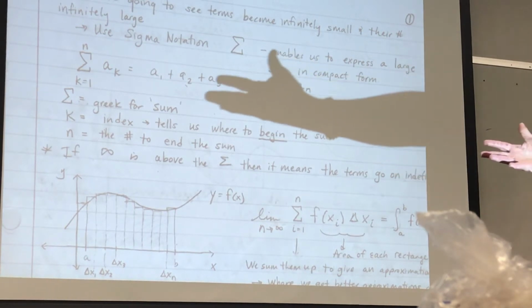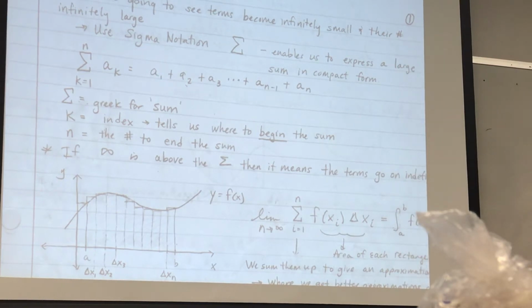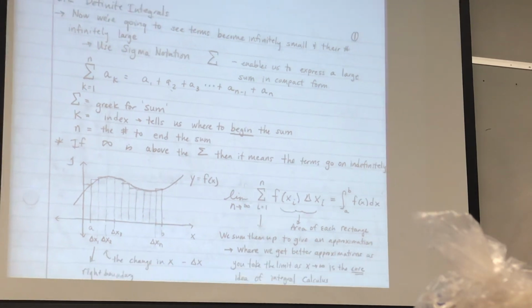So what happens when it just says n? It just says n. So are we going to ever end it? No. We don't ever know when we're going to end it. So that means it's going to go on forever. If infinity is above the sigma, that means the term's going to go on indefinitely. It's just going to continue. But the n represents that it is going to stop somewhere. Does that make sense, guys? So if it's infinity, it's just going to continue. But if there's an n, then it's just going to stop somewhere. All right?